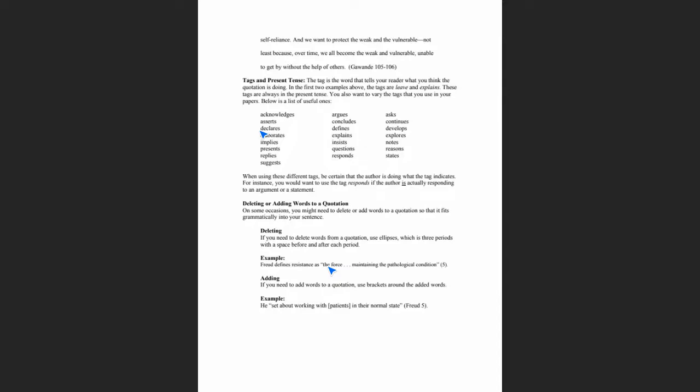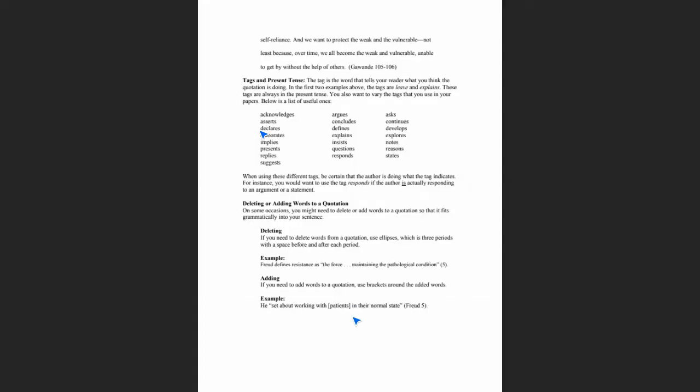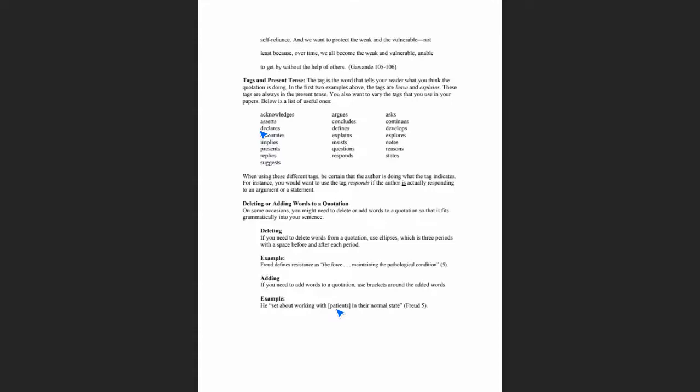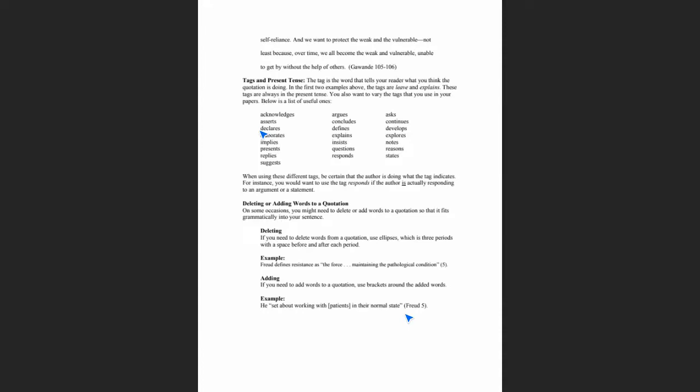If you need to add words, then you enclose those added words into brackets, and that lets your reader know that you've added words. So for instance, if you look at this example, he, quote, said about working with brackets, patients in their normal state, end quote. So in the original, patients is not there, but for clarification, because I'm taking that quotation out of a larger framework, I put that there so that when my readers are reading the essay, they understand that. And that lets the reader know that that's not part of the original or source. But look at the citation here. This citation, you have the author's last name and page number.